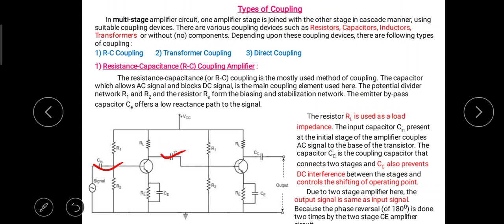Again this 180 degrees is added due to the second stage. So between this first signal and this final signal, the total phase shift is 360 degrees. That means they are in phase with each other.